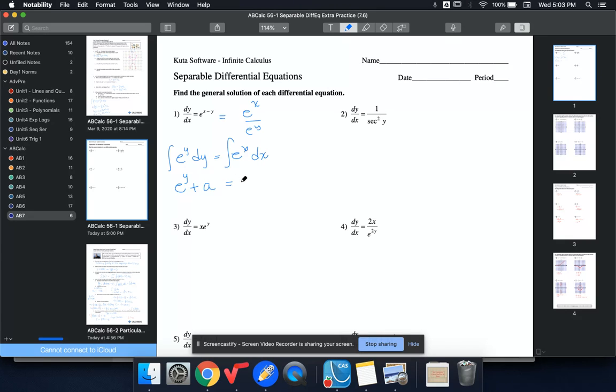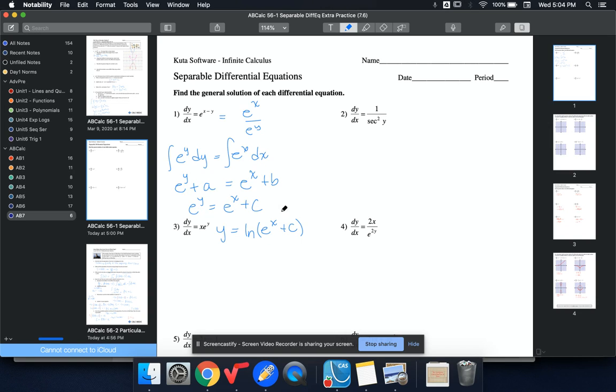Over here, I could say that the integral of e to the x is e to the x plus b. But in the end, I want y by itself. So I can move this a over to the other side, and I have e to the y equals e to the x plus b minus a, but that's just another constant, so let's call it a different letter, like c. And then I want y by itself, so I'm going to take ln of both sides. So I'll get y equals ln of e to the x plus c.